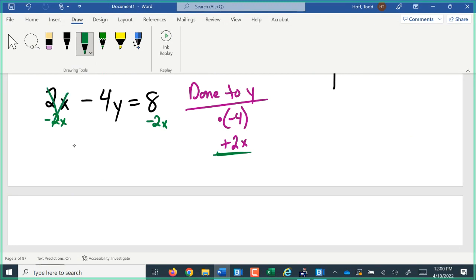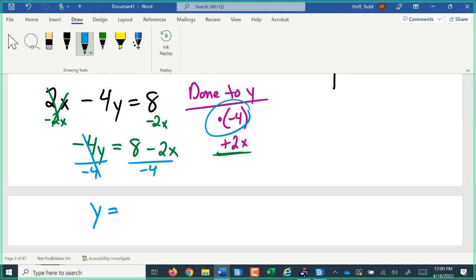So that 2x is gone, we just have negative 4y. Now on the right side, however, 8 minus 2x, we can't combine those. This is why we did those rearranging formulas in the last unit. Actually, 2 units ago now. 8 minus 2x is just going to be 8 minus 2x. And then we have to get rid of the negative 4. It's multiplying, so we divide by a negative 4 on both sides. So the negative 4 is gone.